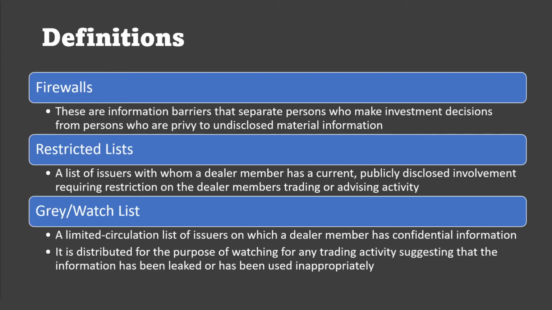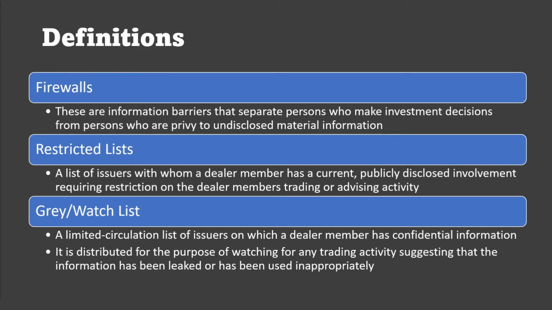We also have some definitions in this chapter that I want to cover. First is firewalls. These are information barriers that separate persons who make investment decisions from persons who are privy to undisclosed material information. You have restricted lists, a list of issuers with whom a dealer member has a current publicly disclosed involvement, requiring restriction on the dealer member's trading or advising activity.